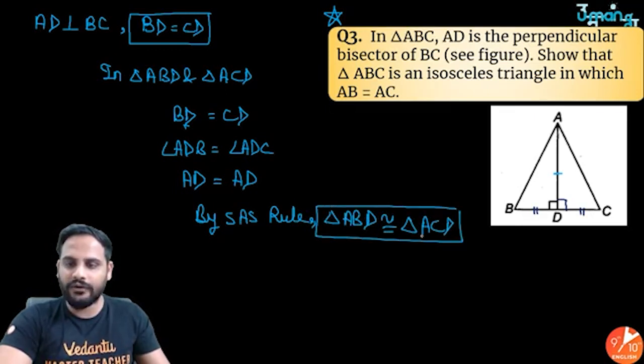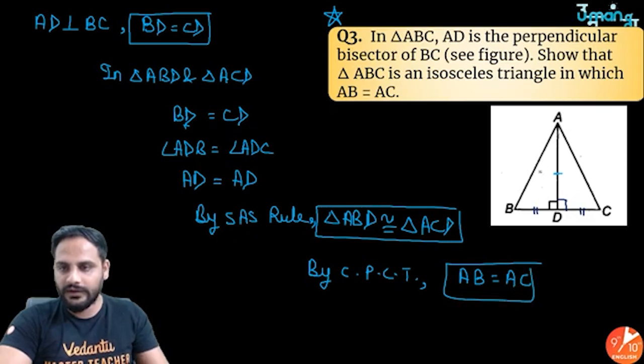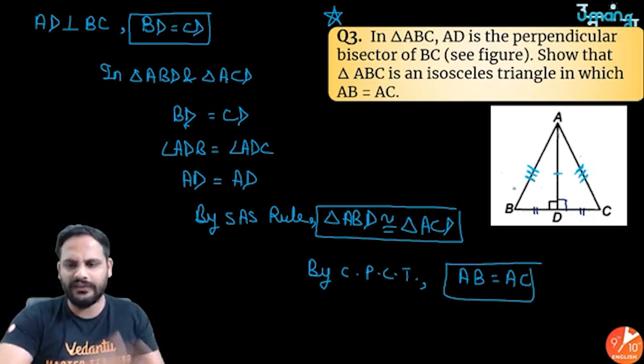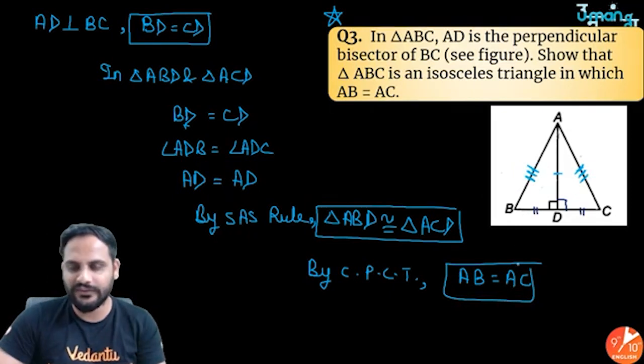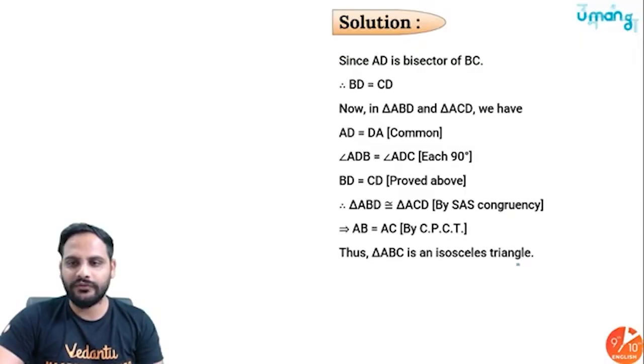And if they are congruent, we can say by CPCT, AB is equal to AC. What we can say? That this side AB is equal to AC. They might also ask, prove that angle B is equal to angle C. So simply by CPCT, you can do the same thing. Okay, let's go for the next question.